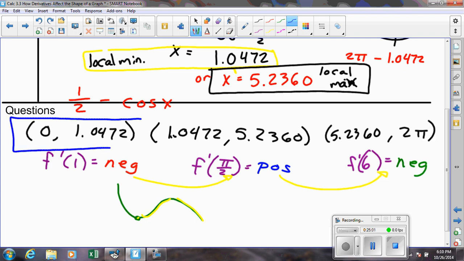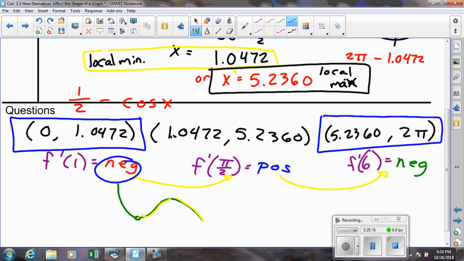This is an interval where the function was decreasing. It was decreasing because of the negative slope in the derivative. The same thing is true here. The negative slope in the derivative meant from 5.236 over to 2 pi, it was a decreasing function. The original function was decreasing. The area in the middle, where we had positive slope, this was an increasing interval.